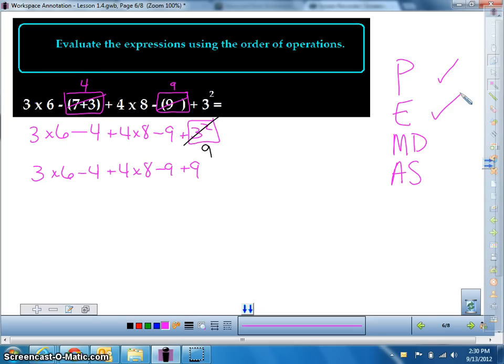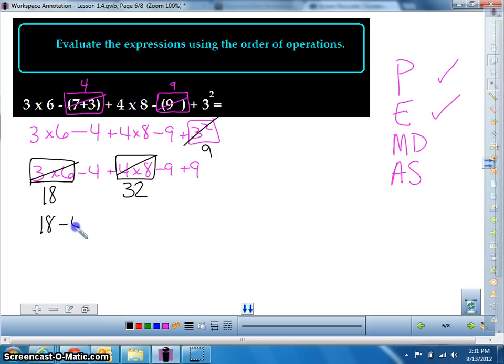So now I'm on multiplication and division. And again, I'm just going to go left to right. I have 3 times 6 to start with. So I'm going to replace that with 18. Now I have minus 4 plus 4 times 8. So again, I have another multiplication. I'm going to replace that with 32, minus 9 plus 9. All right, so let's replace it. We've got 18 minus 4 plus 32 minus 9 plus 9. There's not any more multiplication or division, so I'm going to cross that off.